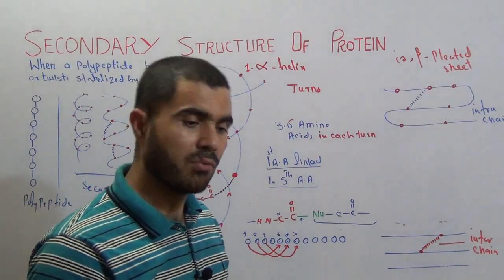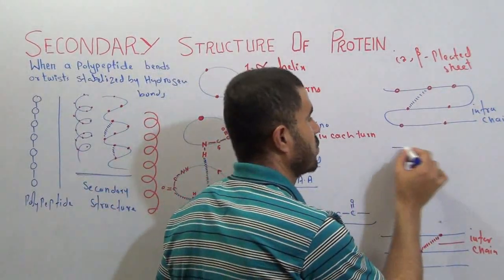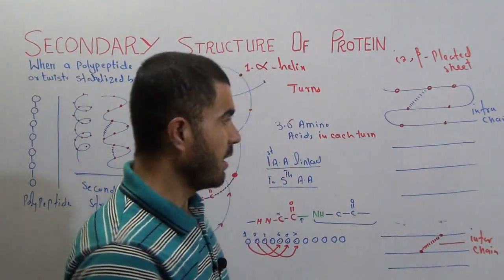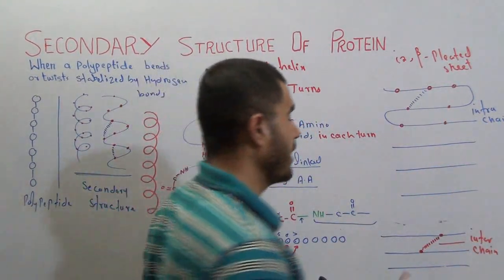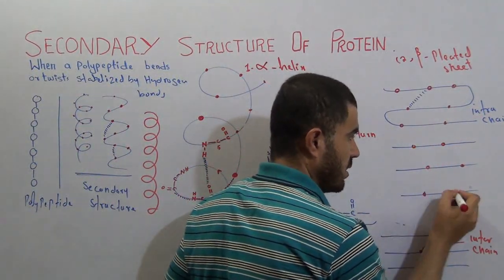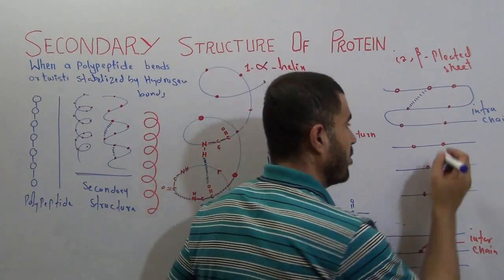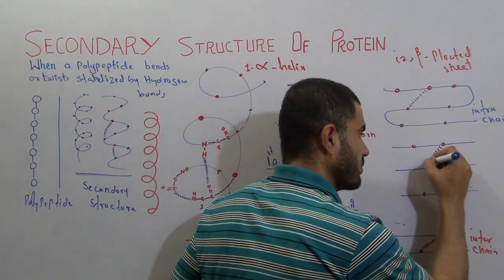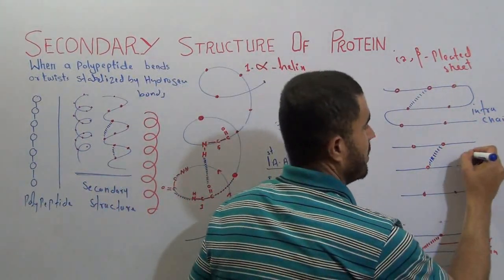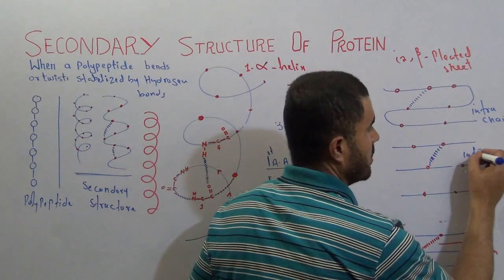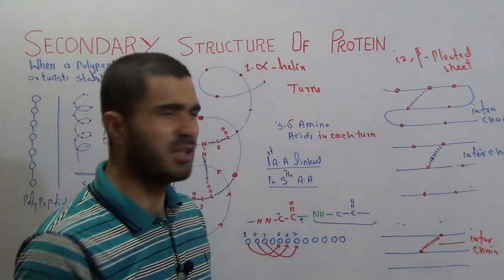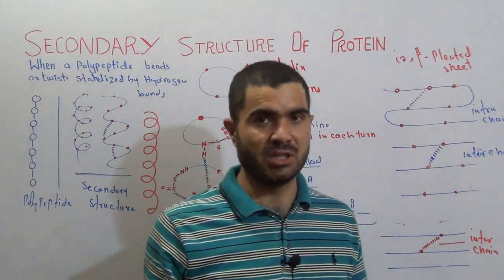And if there is more than one polypeptide chain, let's suppose this is one polypeptide chain, this is another, and this is another, and there are many polypeptide chains, then of course there will be amino acids, and the hydrogen bonds will be formed in the same way, but this time the hydrogen bonding is called interchain. So, intrachain and interchain. This was just the simple structure of the beta pleated sheet.